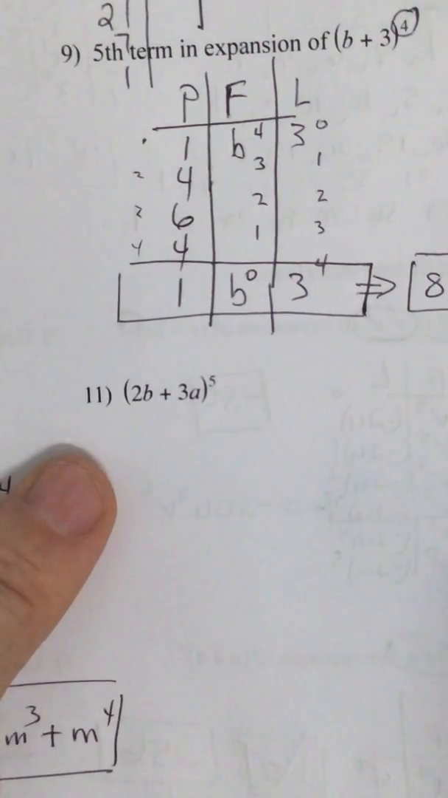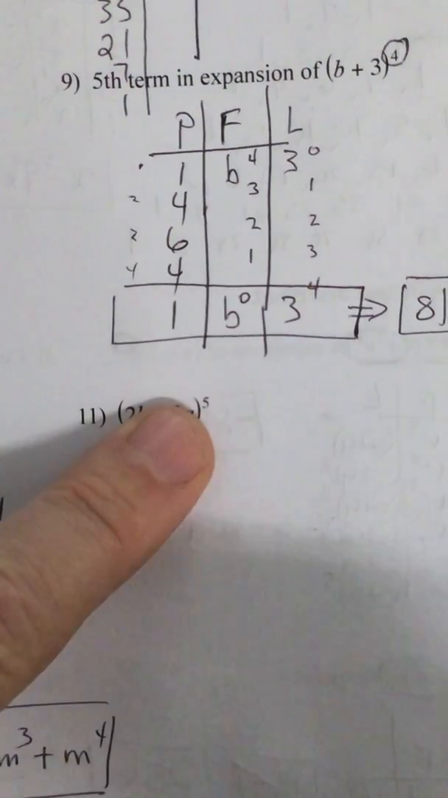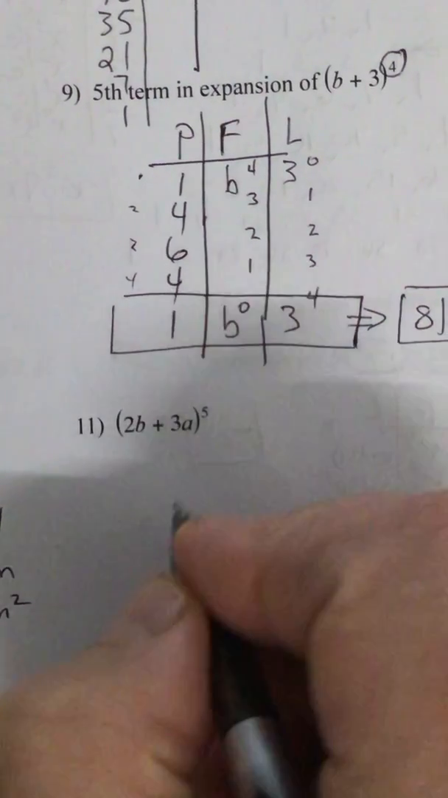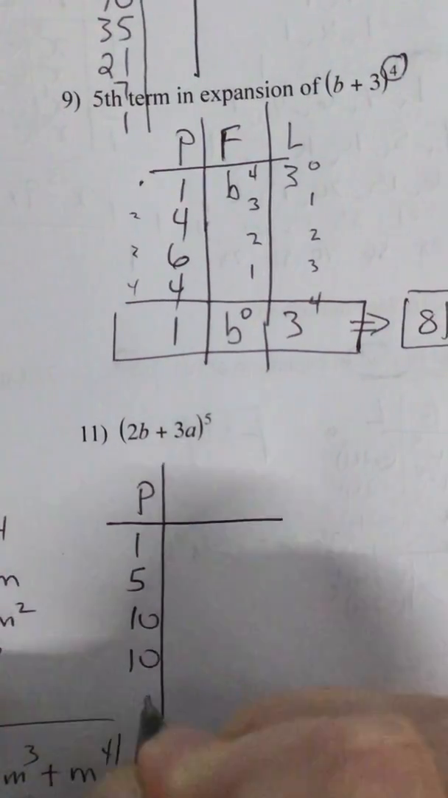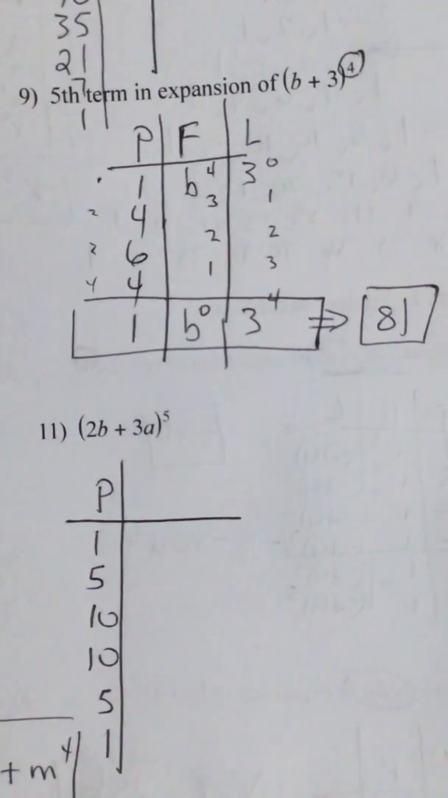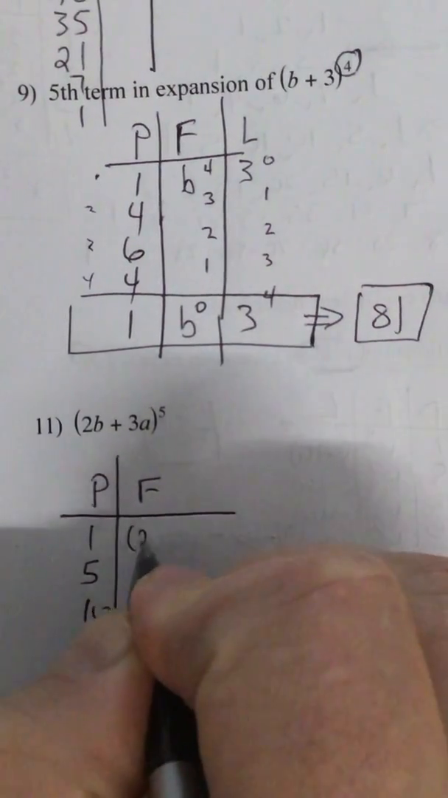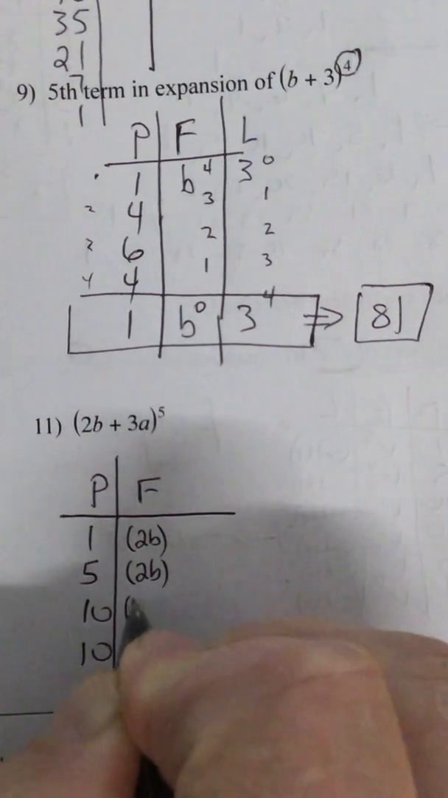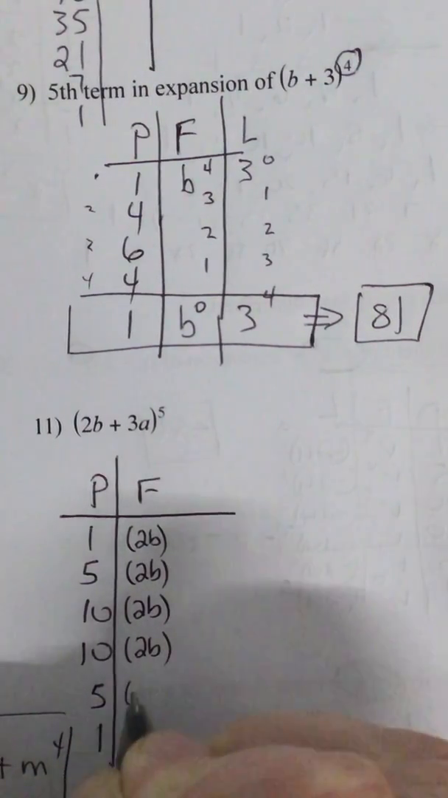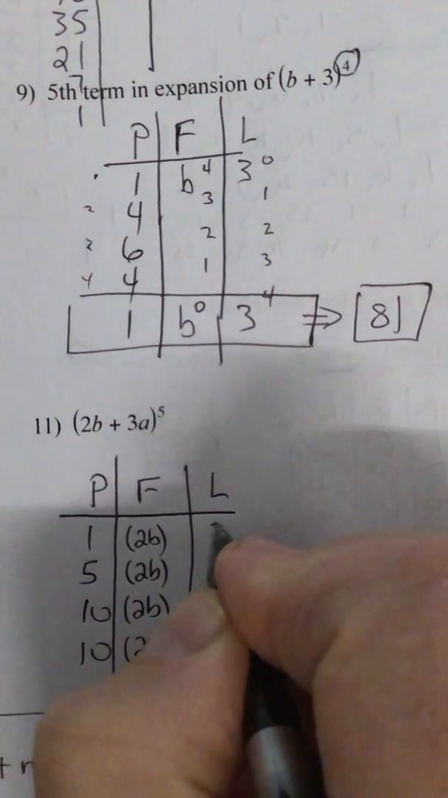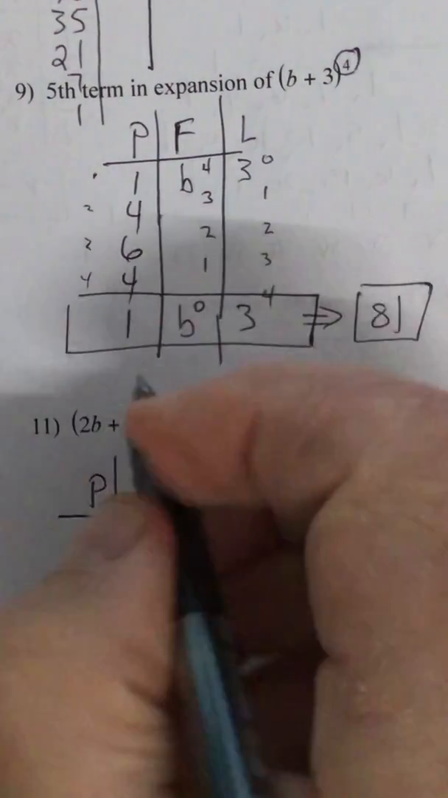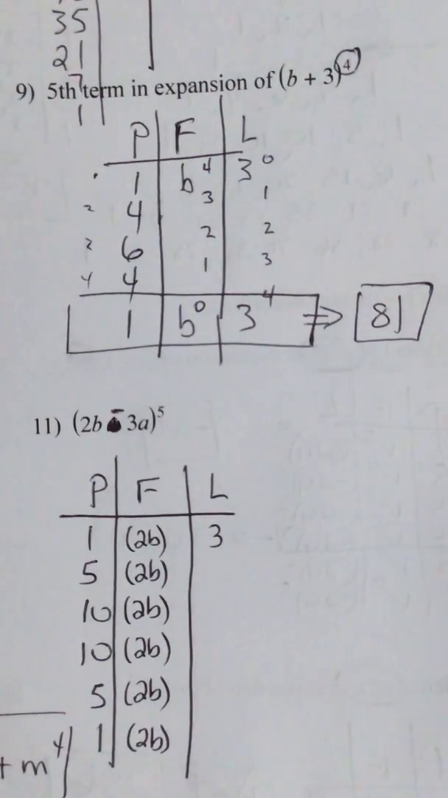All right, number 11 will be almost exactly the same, only we now need the 5th Pascal number. So Pascal: 1, 5, 10, 10, 5, 1. The first is 2b. And the last is 3. You know, I want to change this just to make a point. Let's change the problem. Let's say that was minus 3a to the 5th.